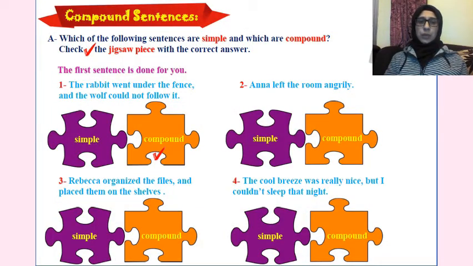Now open your ISI booklet and let's do pages 51, 52 and 53. I'm not going to do these pages now. We will solve them during our Zoom, or you can solve them at home. Which of the following sentences are simple and which are compound? Check the jigsaw piece with the correct answer. So you have to read the sentence, and then if it's simple, write a check mark, or if it's compound, write a check mark like that.